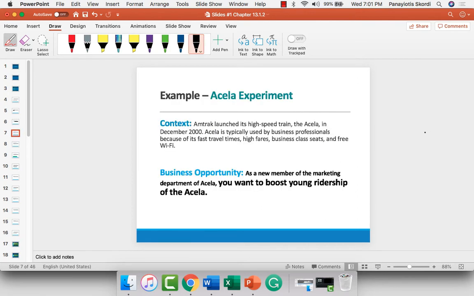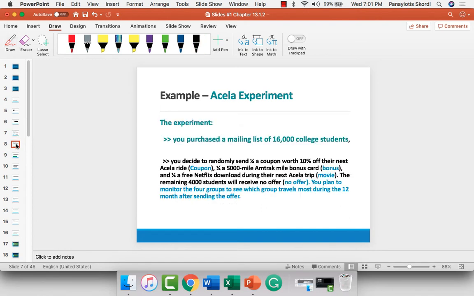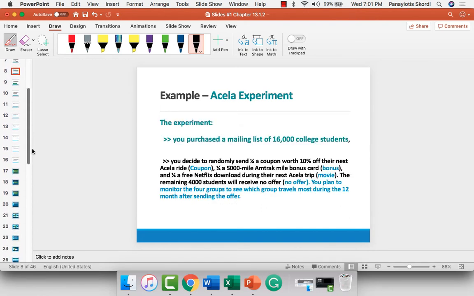And this is an example about Acela, a fast, high-speed train. Acela is typically used by business professionals because of its fast travel times, high fares, business class seats, and free Wi-Fi. And basically, they want to boost young ridership. So what are they going to do to achieve that?